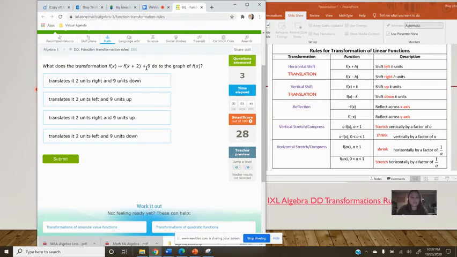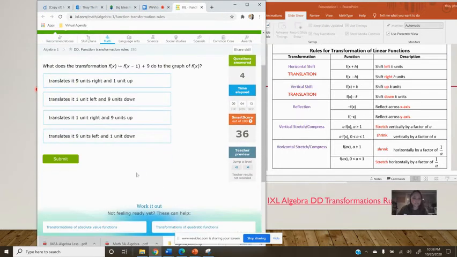And then it says plus 9. Then it wants you to take the whole function, f of x plus 2, then add 9. So that means we're going to take the whole function and add 9. So you have 2 transformations for this one. It wants you to go to the left 2 units and up 9 units. So translate it 2 units to the left and 9 units up.